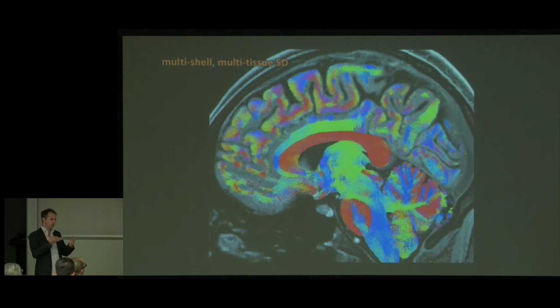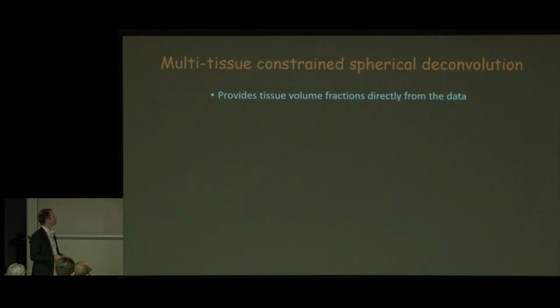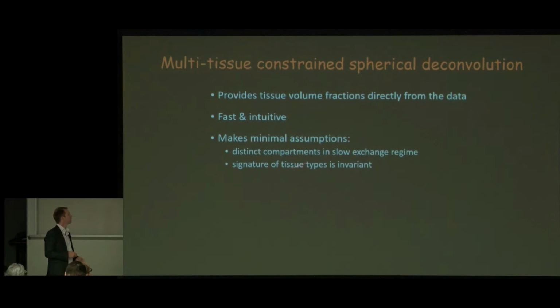And that's just because we now have fiber orientations that, we're not allowing the algorithm to track noisy FODs anymore because they're not there. So that does a really good job. So the multi-tissue CSD provides volume fractions, basically directly from the data. It's fast and it's intuitive, and it's minimal assumptions.